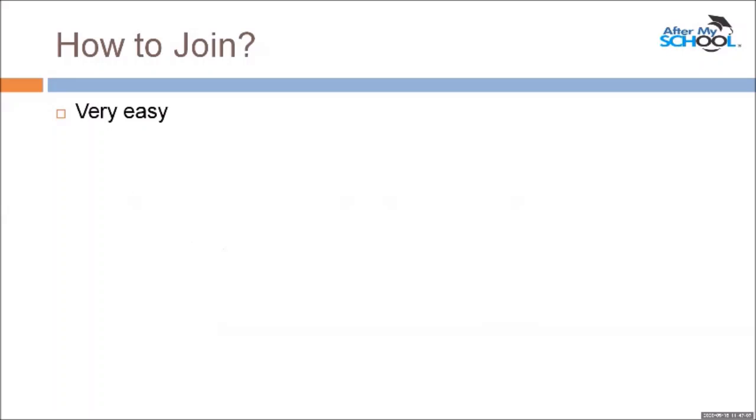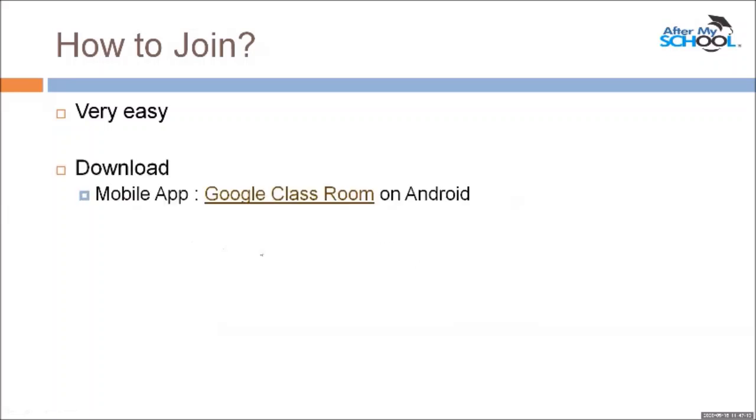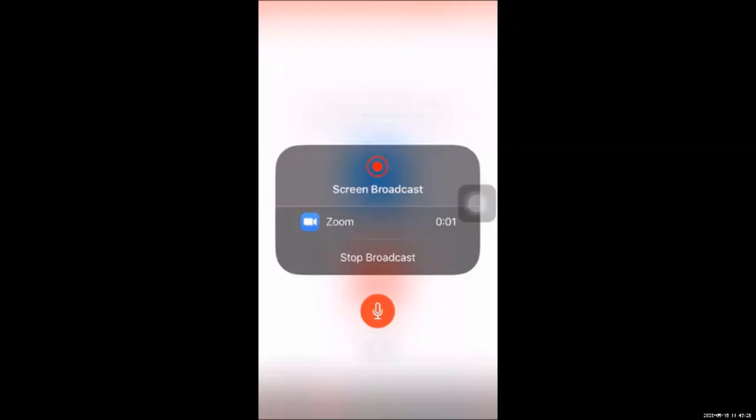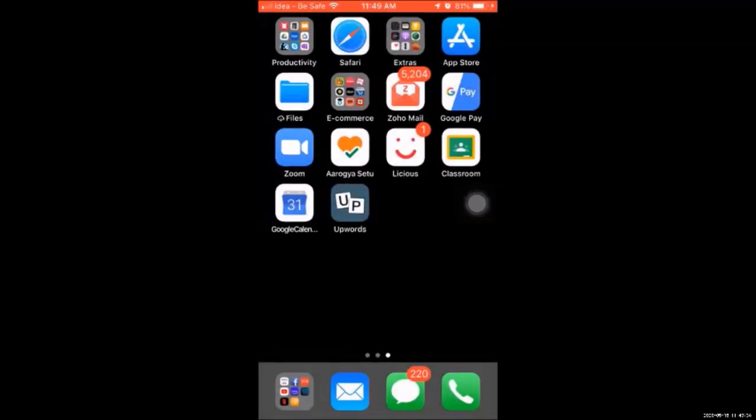It's an app. Like in Android, you just download the app, or if it is Apple, you just download the app. If it is desktop, you just go to classroom.google.com. This is my mobile phone screen. Can you see my screen, all of you? Yes, sir.